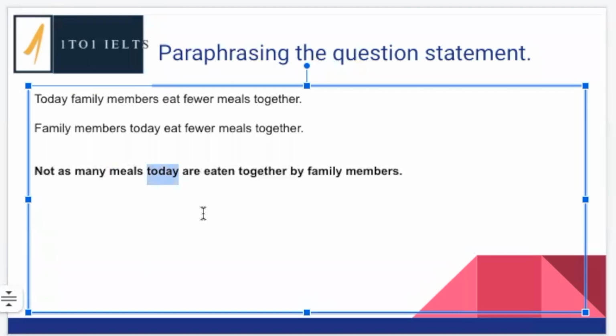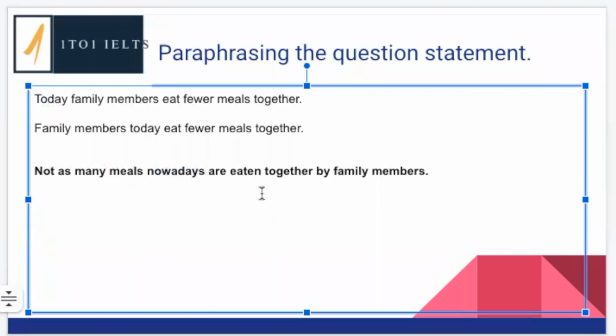Today. Now, this is a word that definitely has some really easy synonyms. What could we use instead of today? Nowadays, these days, both of these would work. You're often going to see this expression today, and you can remember this. It comes up all the time. So nowadays, these days, absolutely fine. We only need one, so let's go with nowadays. Not as many meals nowadays are eaten.